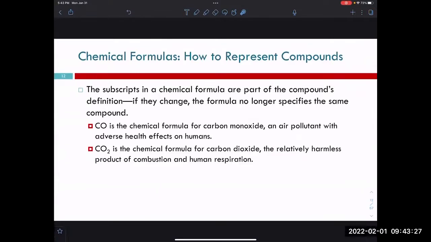So the subscripts in a chemical formula are part of the compound's definition. If you change those subscripts, you get completely different compounds.